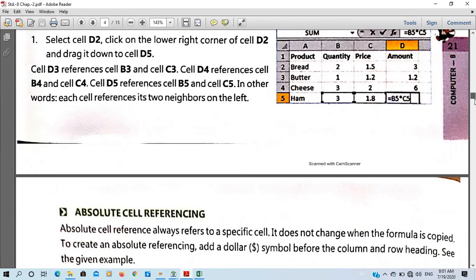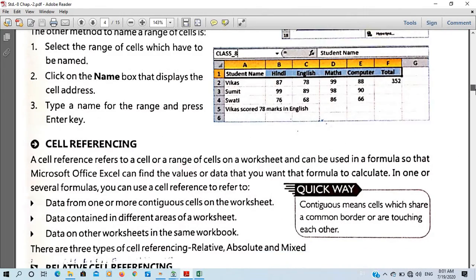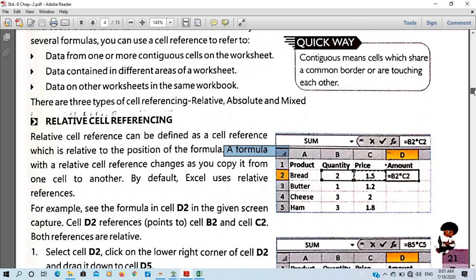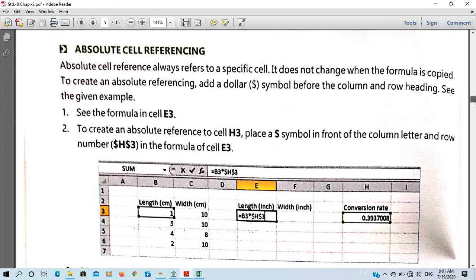Now let's see another type of cell referencing. There are 3 types of cell referencing, and it is written here also: relative cell referencing, absolute cell referencing and mixed cell referencing. So today we are going to see only these 3 types of cell referencing, and after that the session will end. The first one is already clear, that is relative, and then absolute.